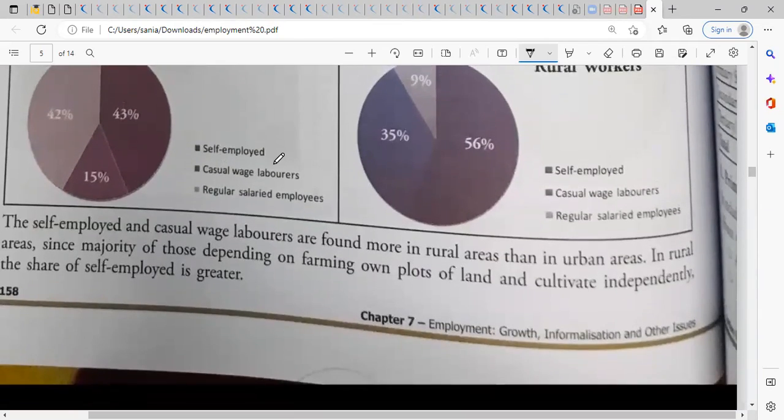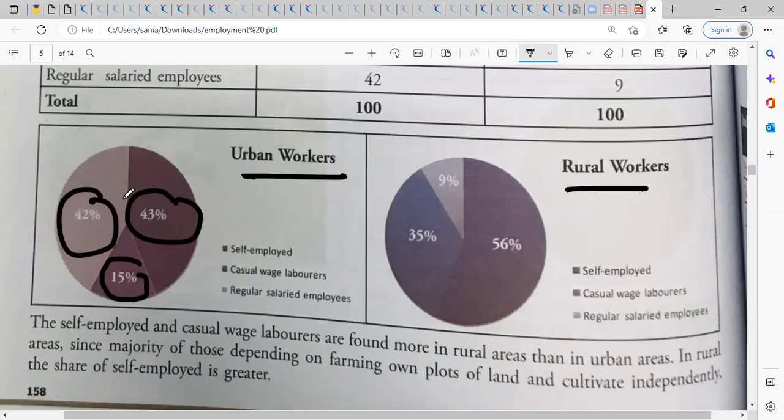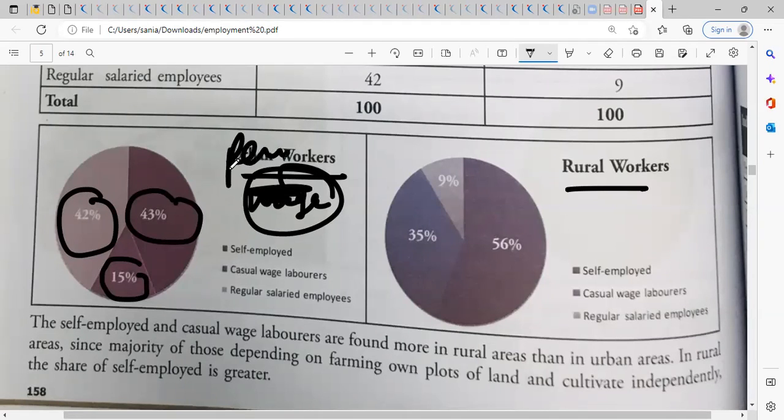Okay, now coming to urban and rural workers, similarly. In urban areas, most of the people are engaged in self-employed work, right? Casual is 15 and regular salary is 42%. So in urban areas, most of the people are engaged in permanent salaried positions, right?